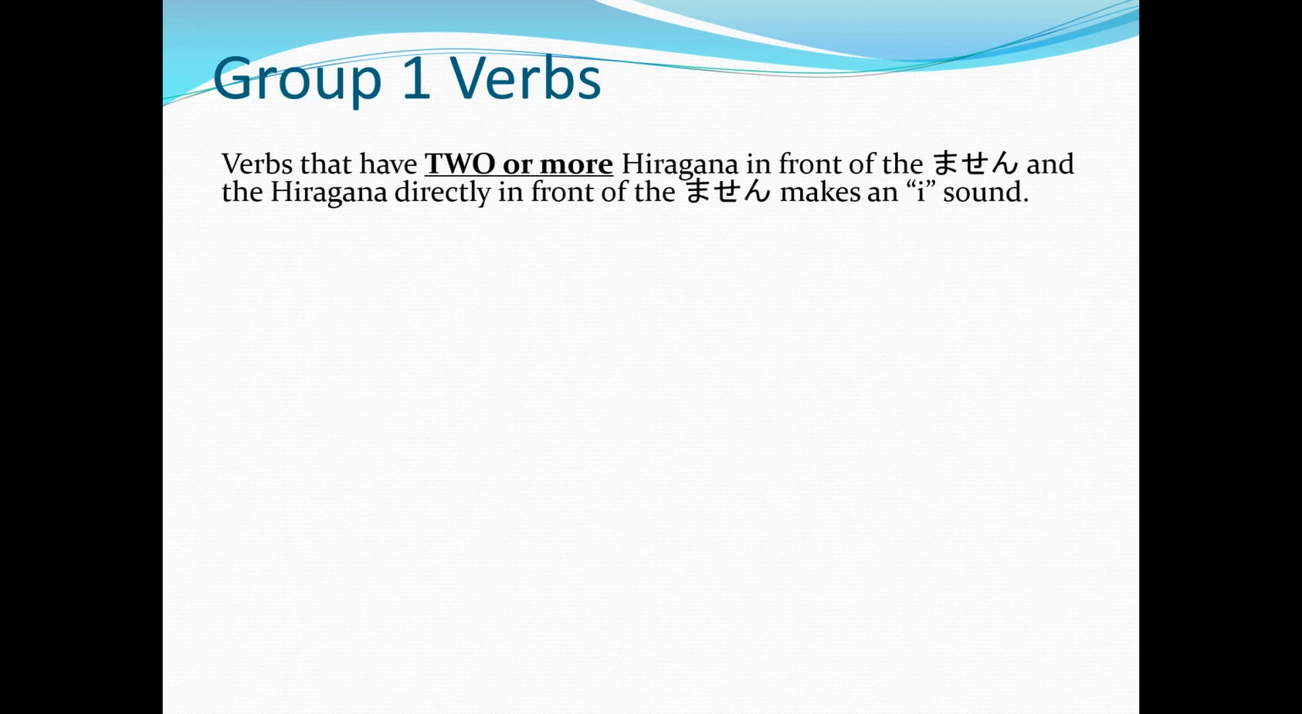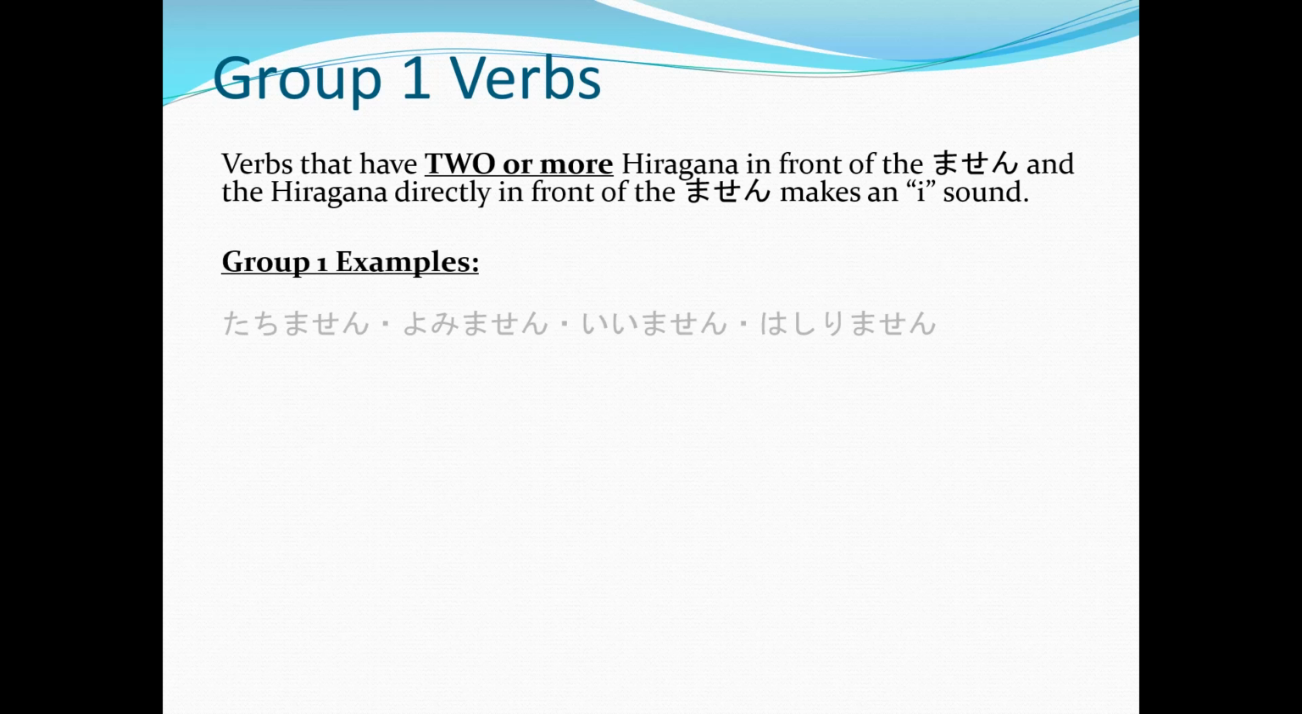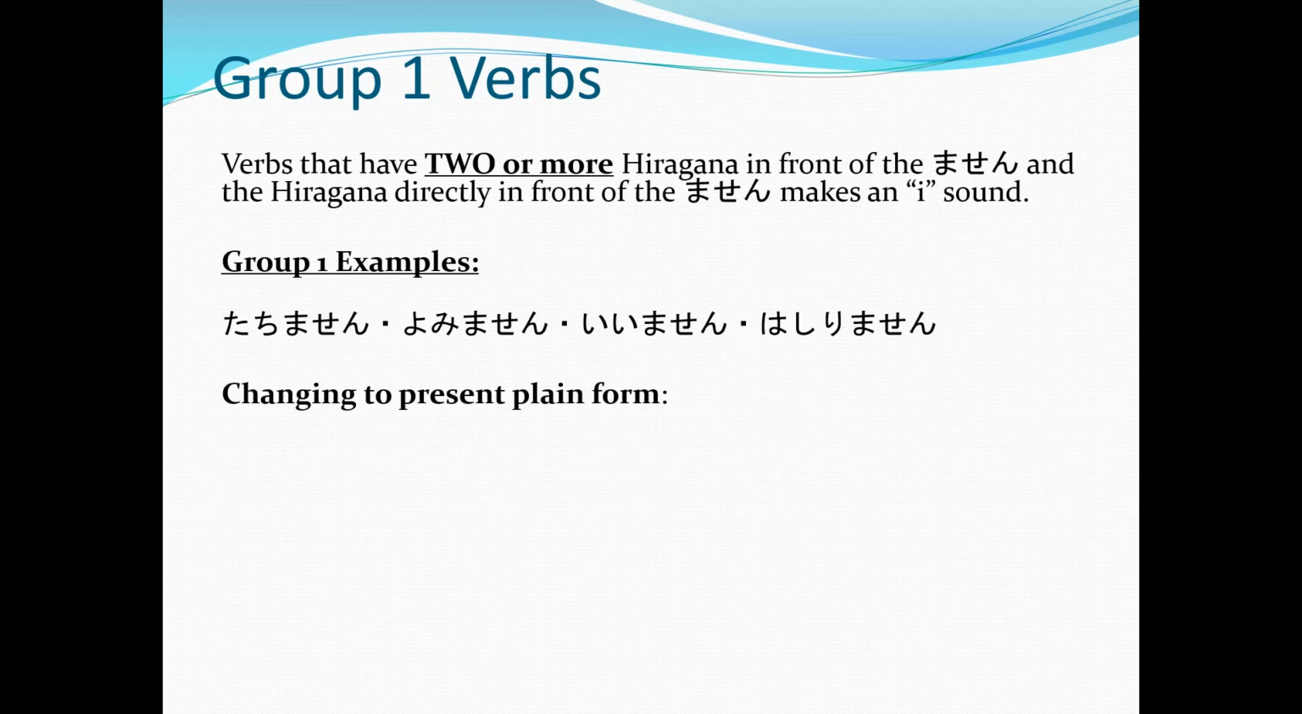So, group 1 verbs are verbs that have 2 or more hiragana in front of the masen, and the hiragana directly in front of the masen makes an I sound. For example, tachimasen, yomimasen, iimasen, hashirimasen. They all have an I sound in front of the masen. I'll show you what it looks like when you change them.